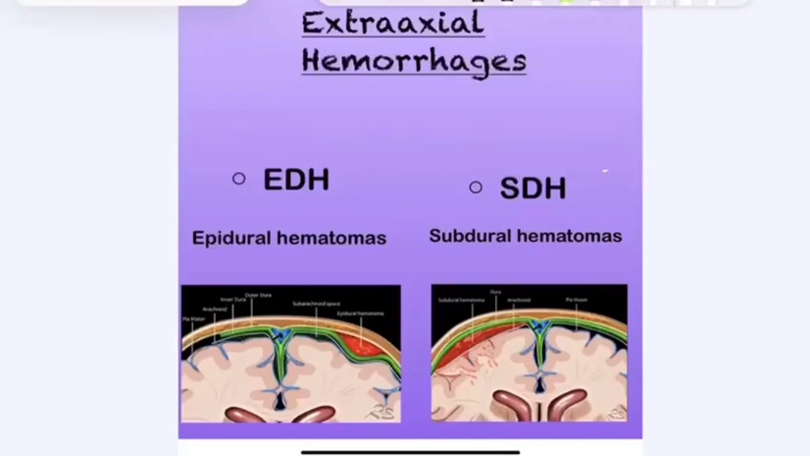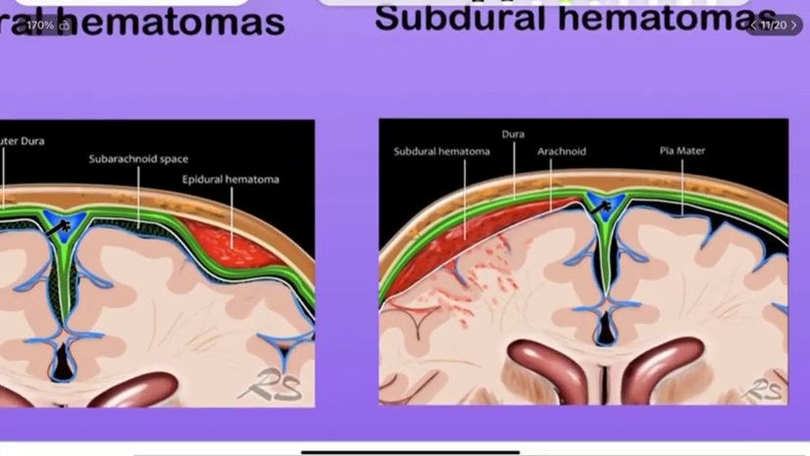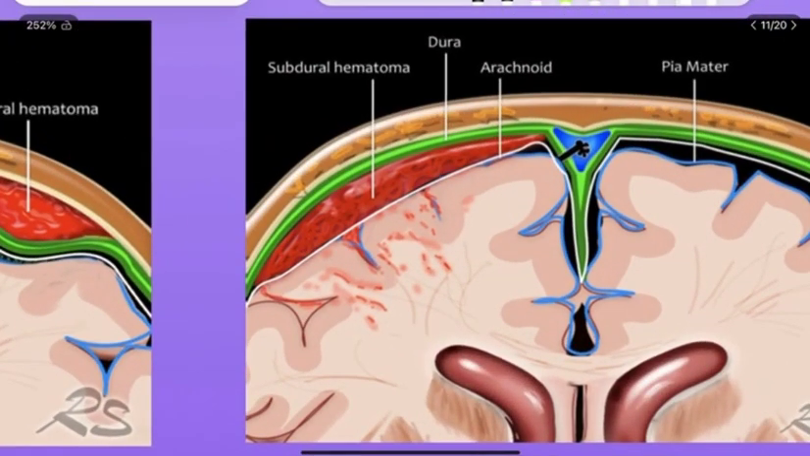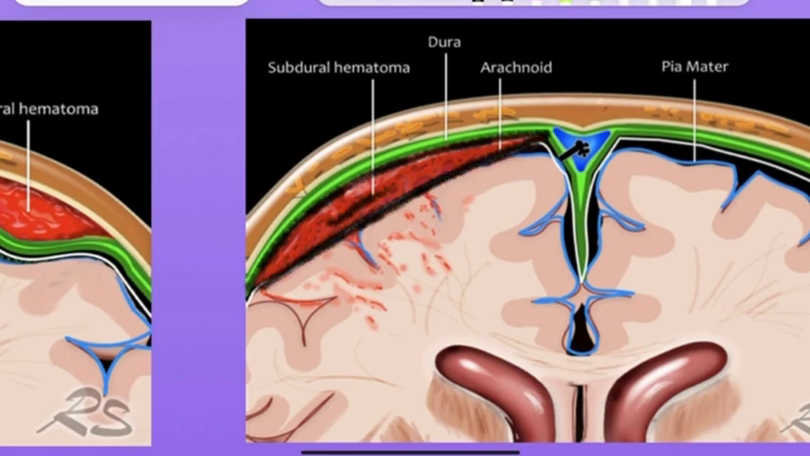Hello everyone. Today we are going to study the topic of extra-axial hemorrhages. It is of two types, epidural hematomas and subdural hematomas. In the previous lecture, we studied epidural hematomas. Today we will study in detail about subdural hematoma. Subdural hematoma is a collection of blood between the dura mater and the arachnoid mater in the subdural space.